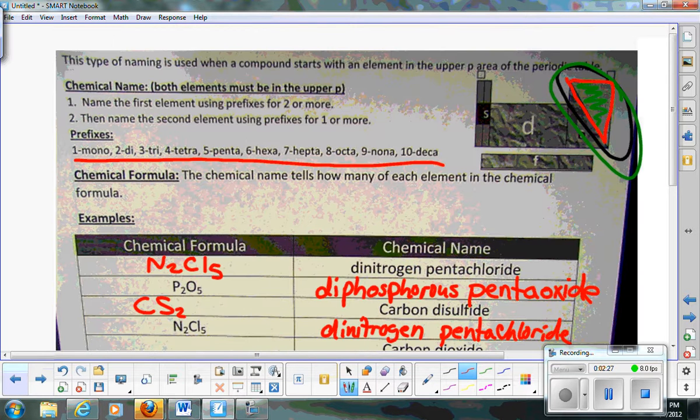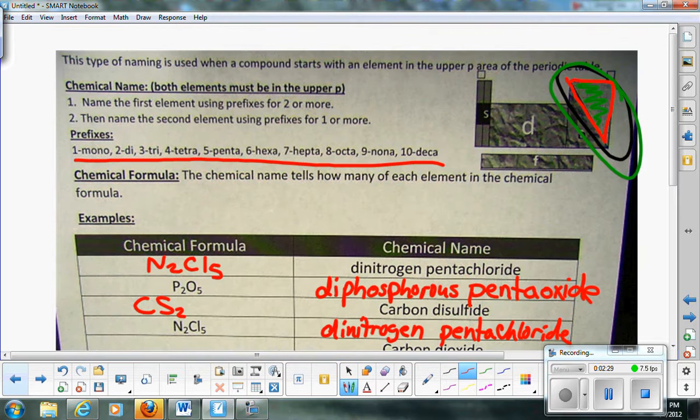Okay, yes. Why does this only work for that part of the table? This is a good question. Because this part of the table does not have charges. They're a sharing bond. They're known as covalent. Covalent bonds share the electrons, and so they're not ripped off, and they don't have a positive and a negative charge. So we have to tell them how many of each one we have.